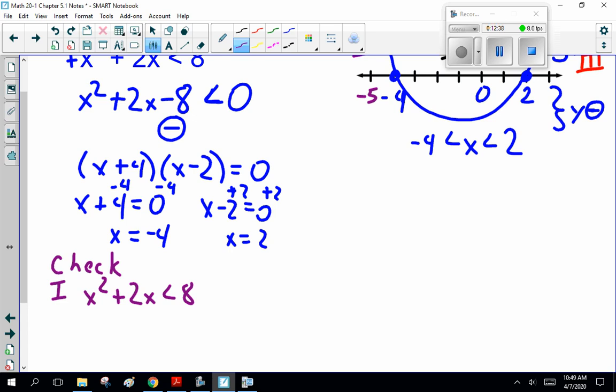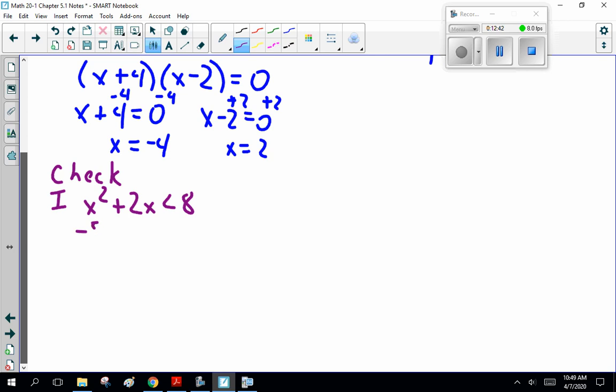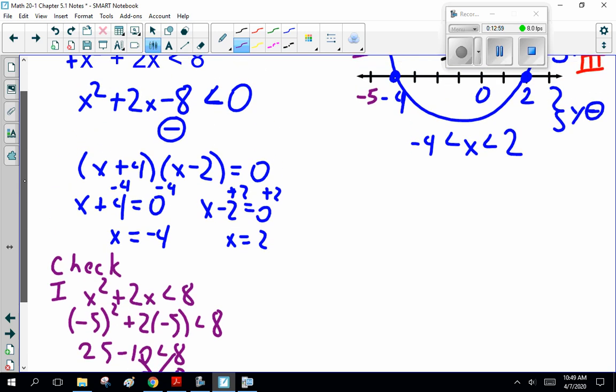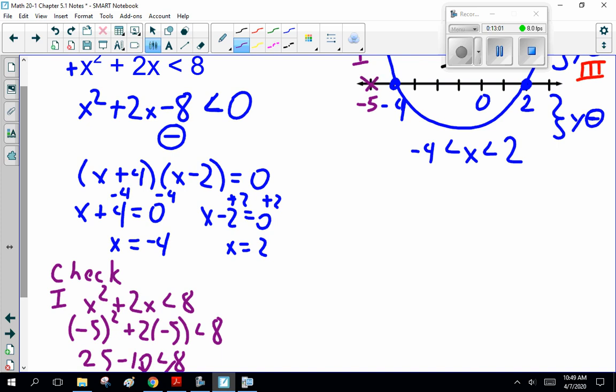I could use minus 6, minus 7, minus 100. Minus 5 squared plus 2 times minus 5 is less than 8. 25 minus 10 is less than 8. 25 minus 10, 15 is less than 8. Is 15 less than 8? No. So this section doesn't work.